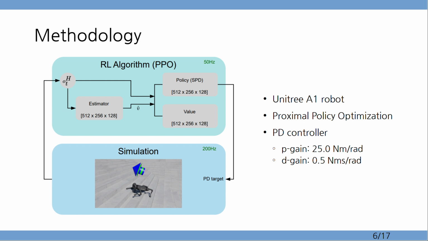This is our overview. The SPD policy is trained using the PPO algorithm. While our simulator runs at 200 Hz, our policy updates the PD target at 50 Hz. For the robot, we used the Unitree A1 quadruped robot. Let's dive into how we built this framework.